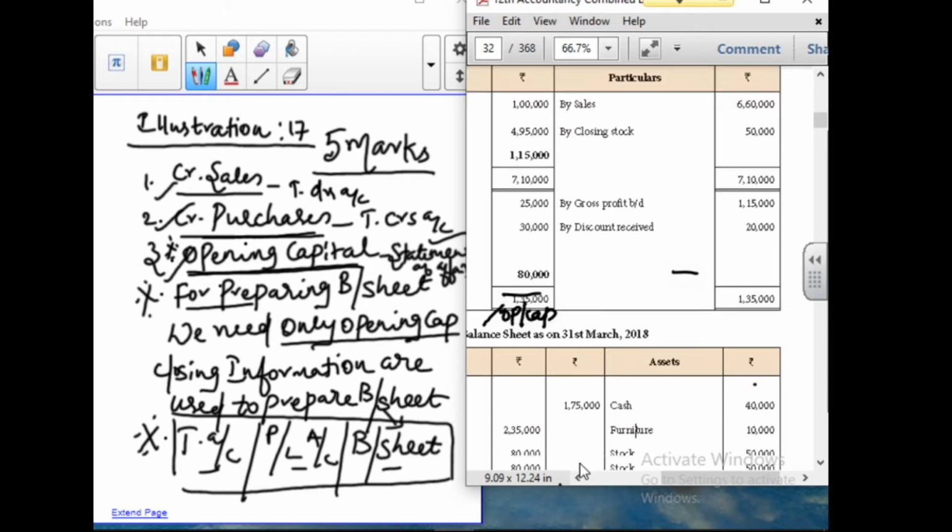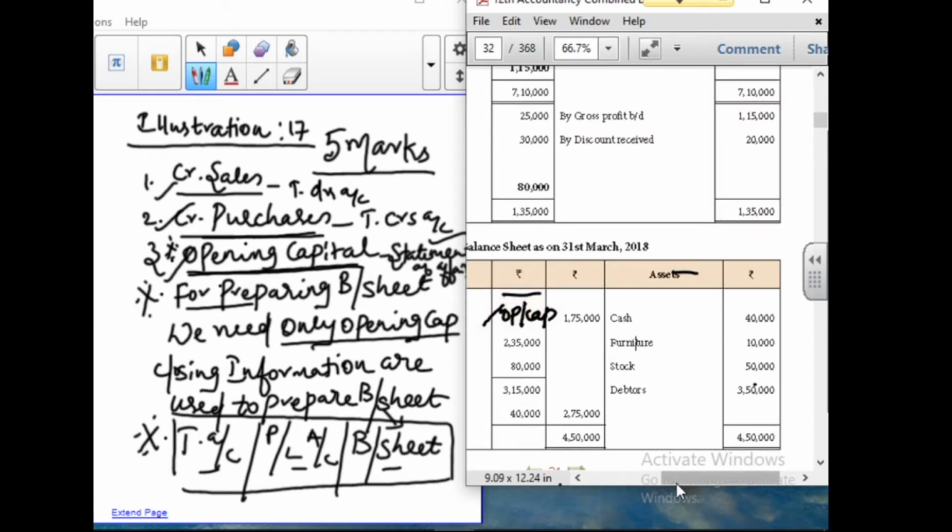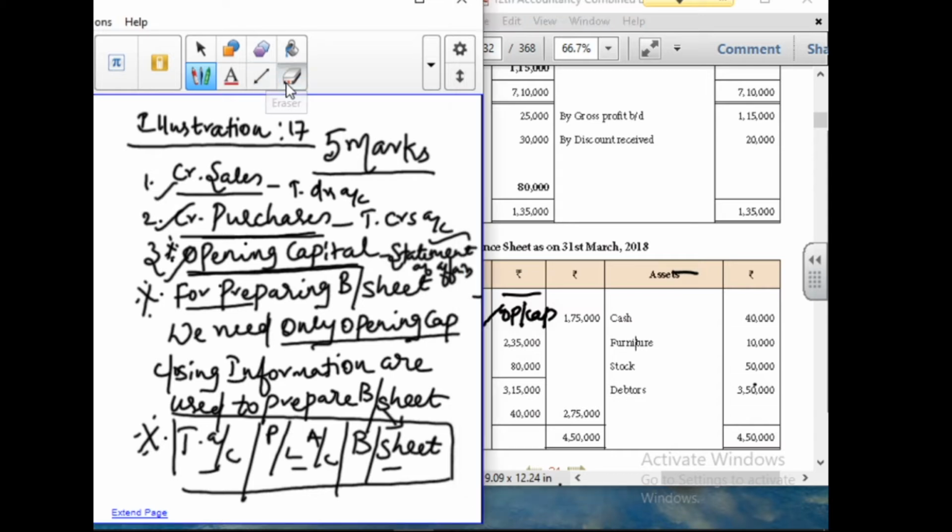Just look into cash, furniture; we will use only the closing information. Stock 50,000, debtors 3,50,000 is the available information. So with this we are going to tally 4,50,000 and 4,50,000. One thing we have to keep in mind: to prepare the balance sheet, we use only the closing information.